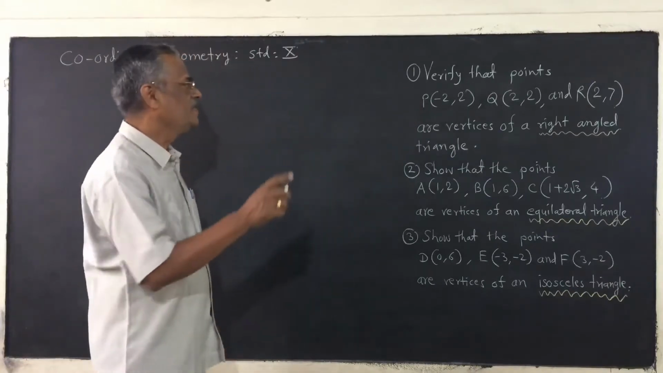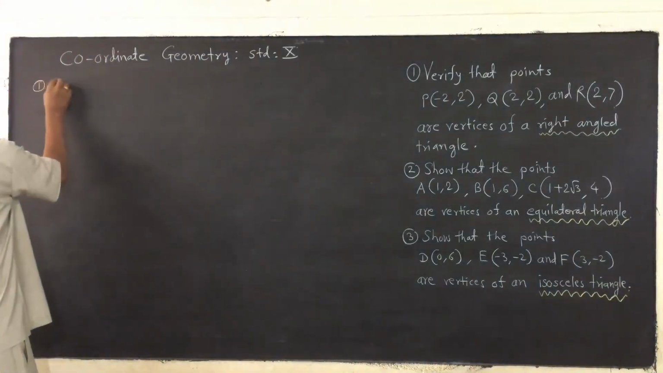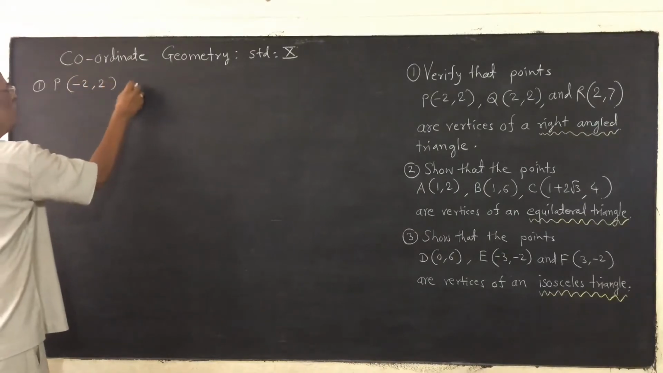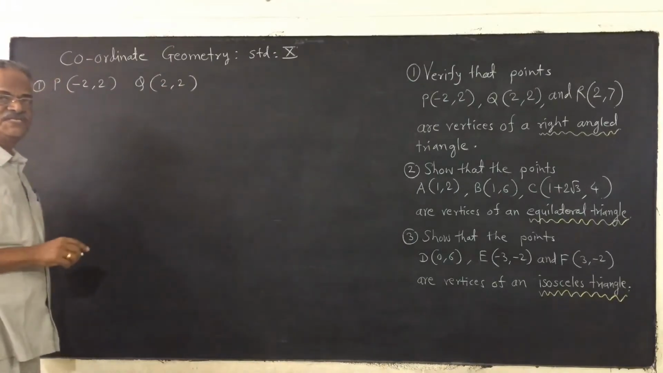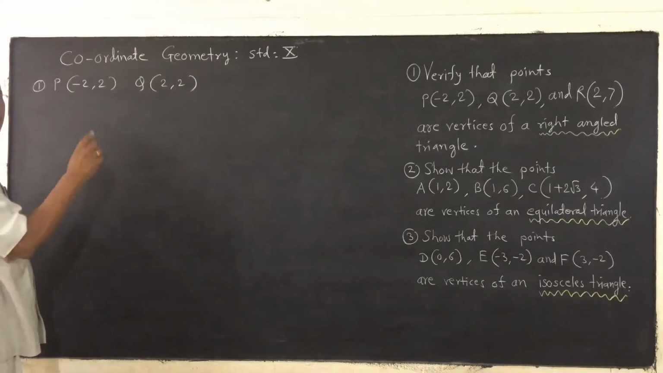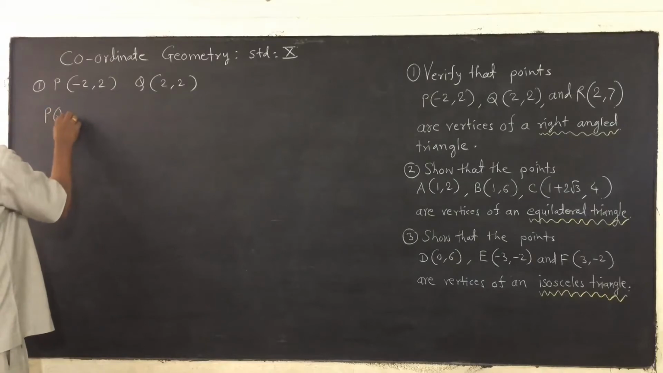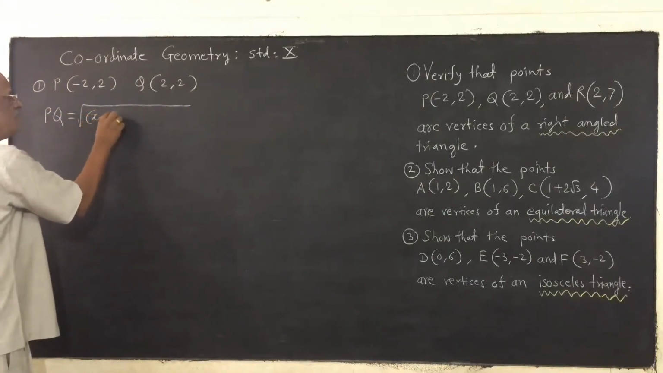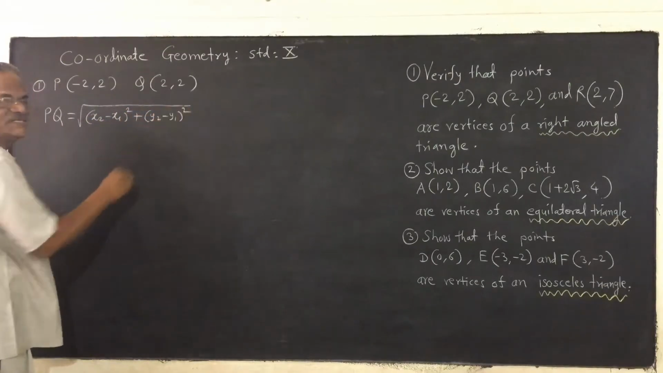Coordinates are given. Coordinates of P, Q, R are given. So what is the first example? P coordinates are -2, 2 and Q coordinates are 2, 2. So first let us calculate PQ, the length of the PQ segment. We know the formula to calculate the length of PQ. We have to use the formula: (x2 minus x1) whole square plus (y2 minus y1) whole square.